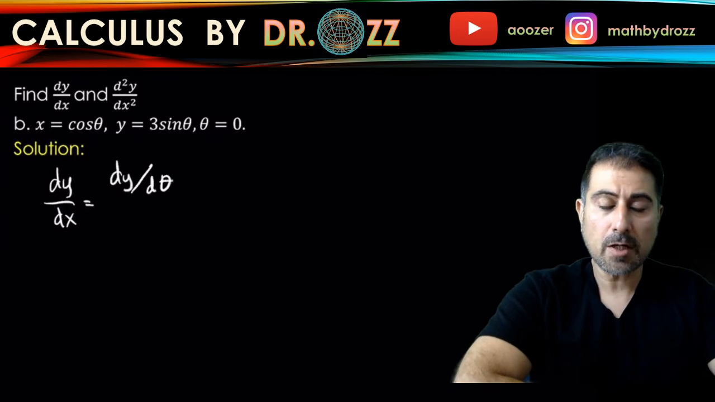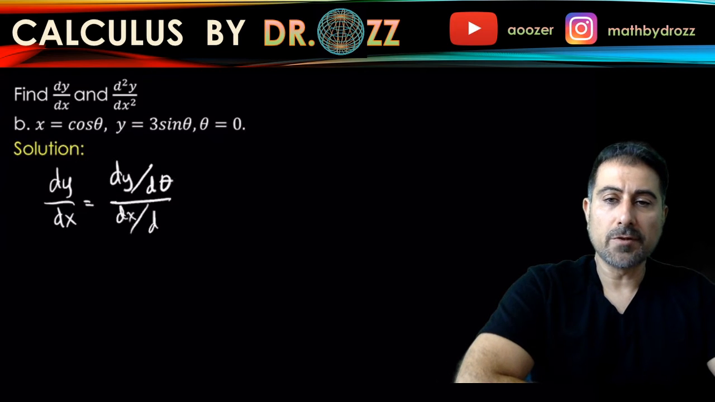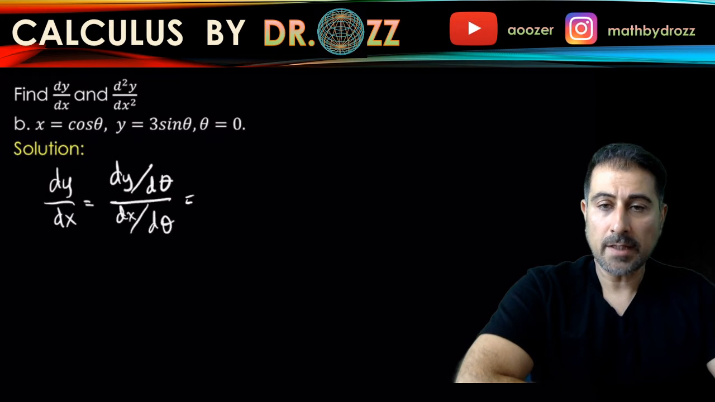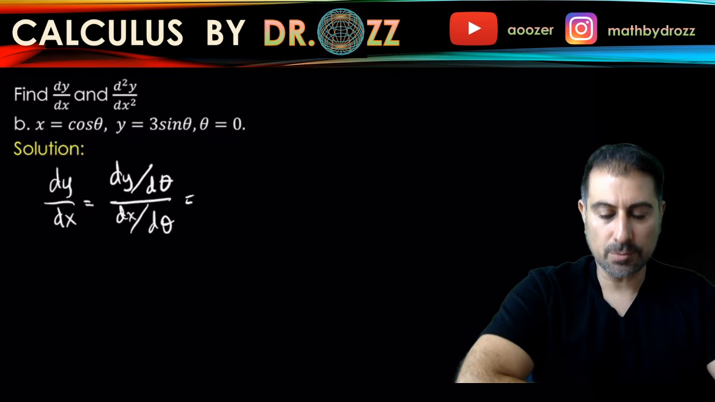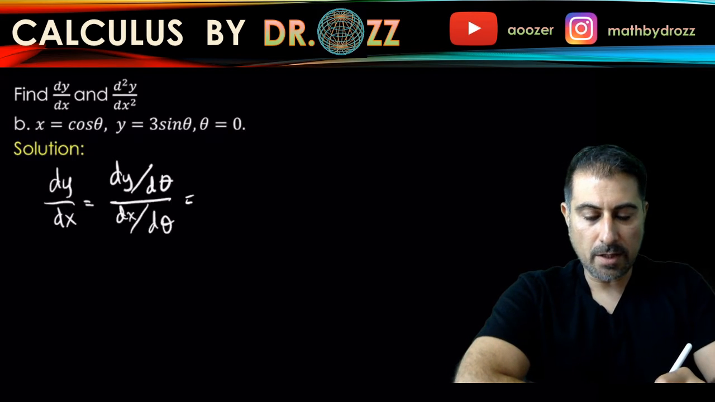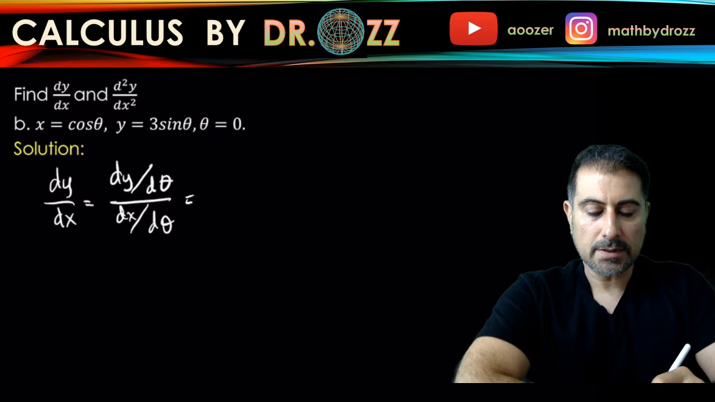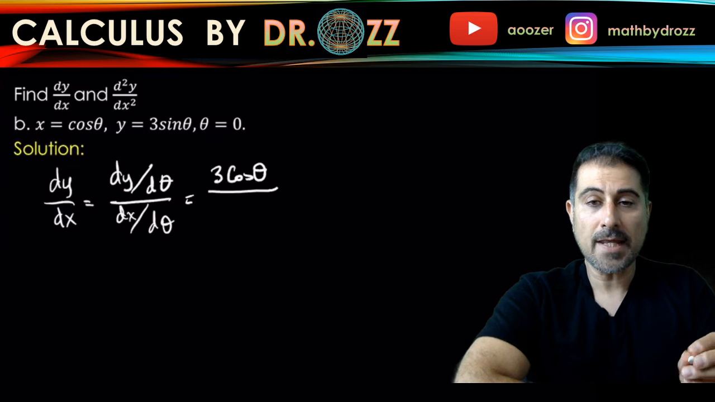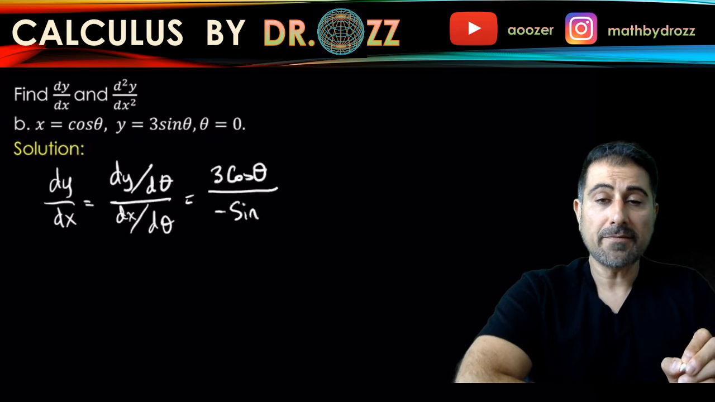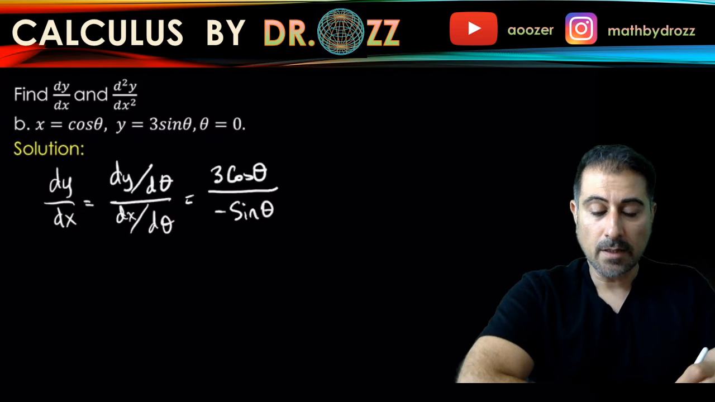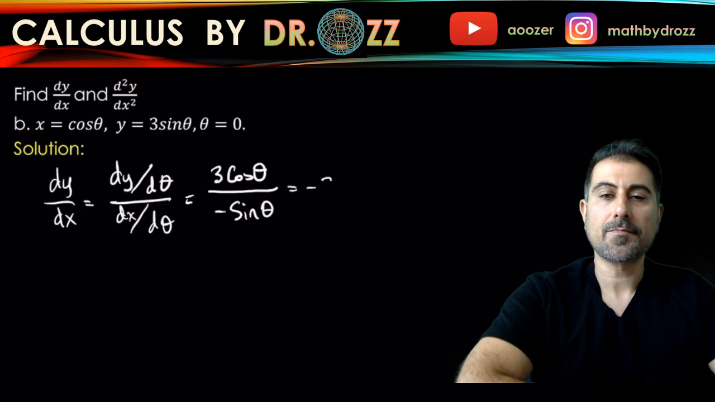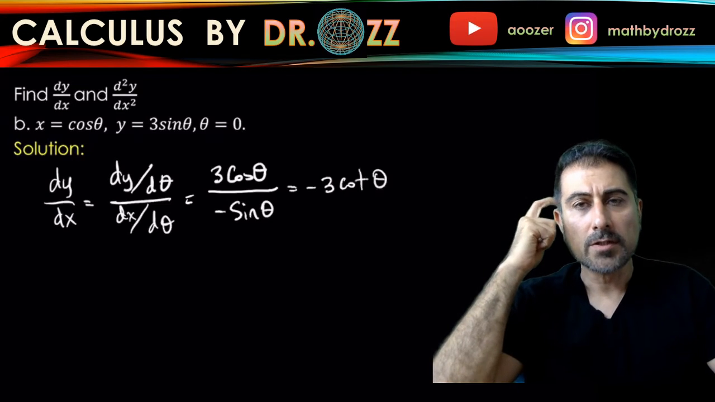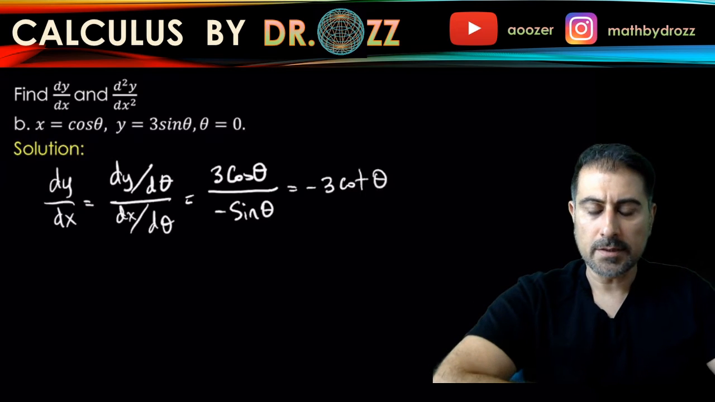All right, so now the top represents the derivative of y with respect to theta, and the bottom represents the derivative of x with respect to theta. Here we go. I have 3 cosine theta divided by negative sine theta. And if you use the definition of cotangent theta, you have negative 3 cotangent theta. Okay, so this takes care of dy over dx.